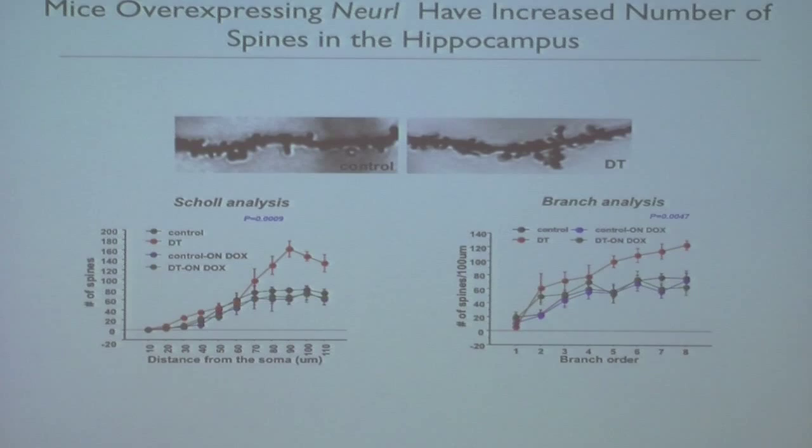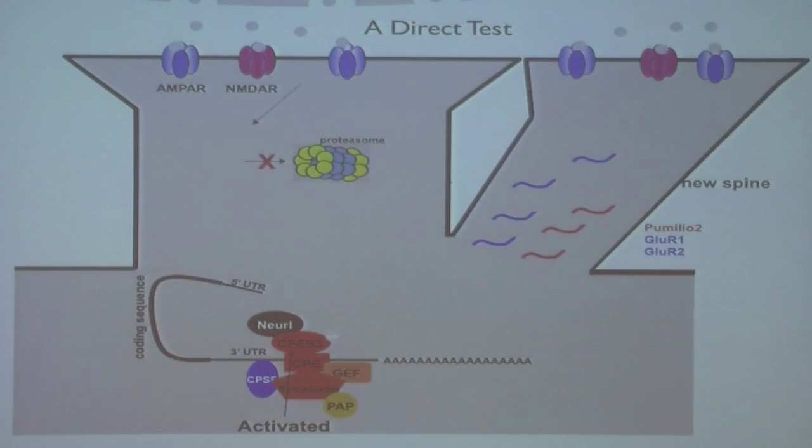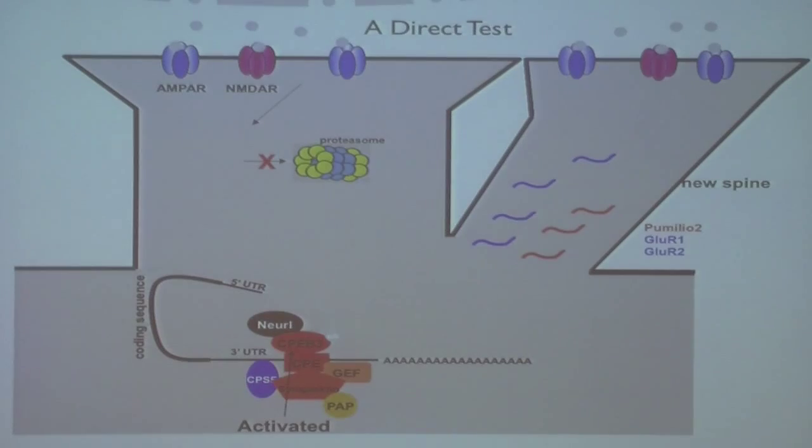If you overexpress Neuralized, you also have an increase in number of spines. So you have an increase in growth of synaptic connections. So that allowed us to do a very nice direct test. We could take CPEB3 and Neuralized and put them in hippocampal neurons in culture and express each of them alone and the two together and see how this affects growth, okay?